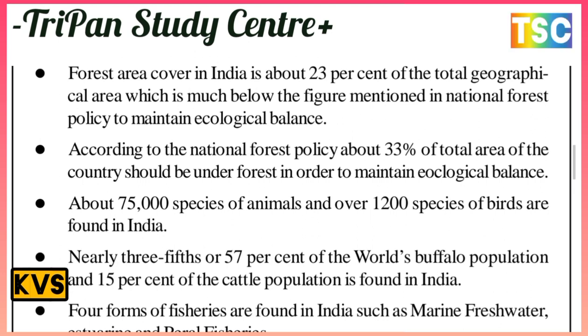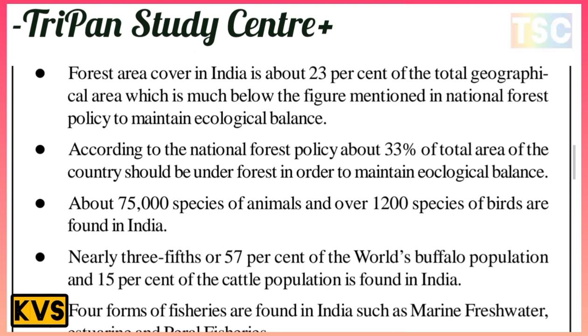Note down in your notebook: the forest area covered in India is about 23% of the total geographical area, which is much below the figure mentioned in the National Forest Policy to maintain ecological balance. According to the National Forest Policy, about 33% of the total area of the country should be under forest in order to maintain ecological balance. That is important here. About 75,000 species of animals and over 1,200 species of birds are found in India. This is a most important point.